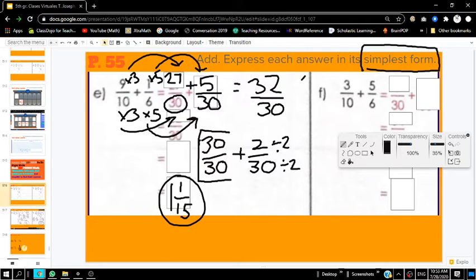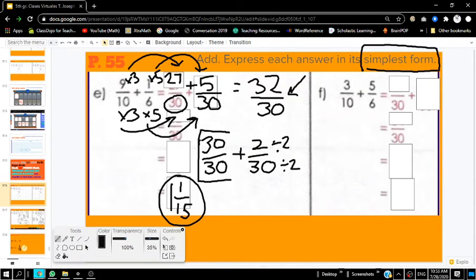Now this is the same as 32 over 30, but I have simplified my answer, and I changed it to a mixed number. Let's go on to letter F and find out if it's similar to the first problem. Letter F again has 10 and 6 as my denominators. Now I know that I need to change both of my denominators so that they're equal, and then I can add them. 10 times 3 again is 30. And 6 times what number is going to give me 30? Well, 6 times 5 is 30.